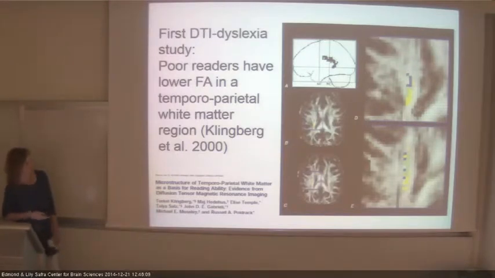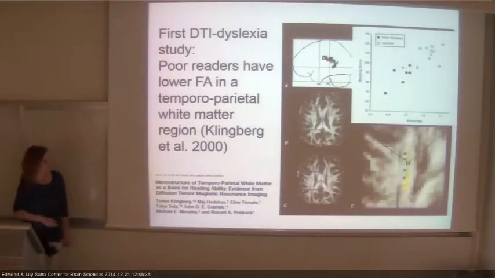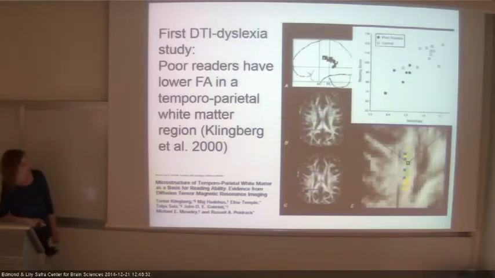finding was even strengthened by finding not only a difference between the groups in this white matter area in fractional anisotropy, but also a correlation with behavior. So when Klingberg measured reading score on the y-axis versus anisotropy on the x-axis, you could see that there was a very nice correlation between the FA and the reading score.